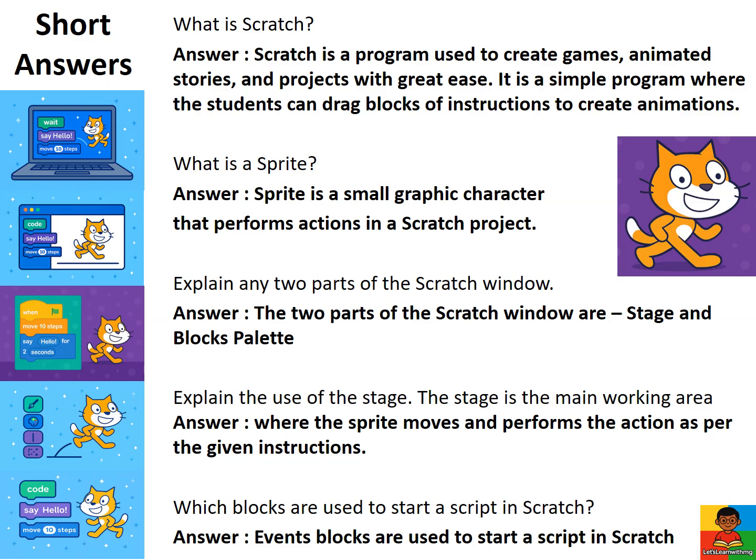Explain any 2 parts of the Scratch window. Answer: The 2 parts of the Scratch window are Stage and Blocks palette. Explain the use of the stage. Answer: The stage is the main working area where the sprite moves and performs the action as per the given instructions. Which blocks are used to start a script in Scratch? Answer: Events blocks are used to start a script in Scratch.